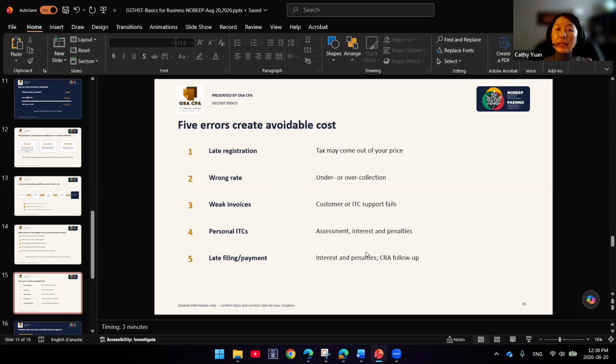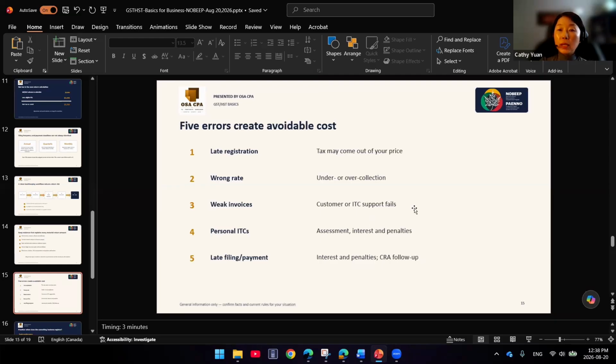For GST/HST, my suggestions are voluntary, but we also have some mandatory requirements, such as late registration. This may bring a penalty. So business owners should think in advance so that we avoid late registration or the wrong rate. We can avoid the wrong rate by checking the different provinces' rates. In Ontario, it is 13%.